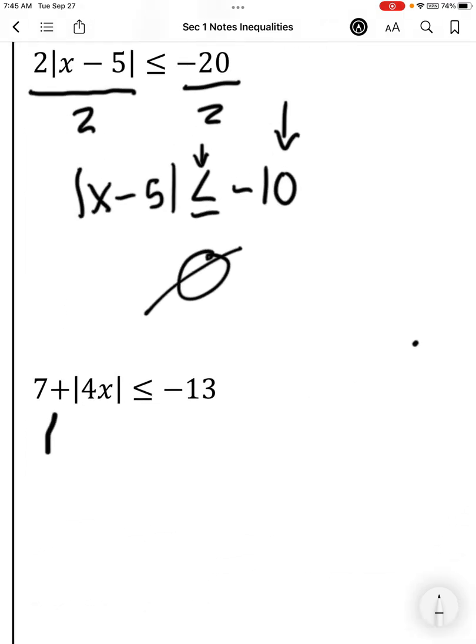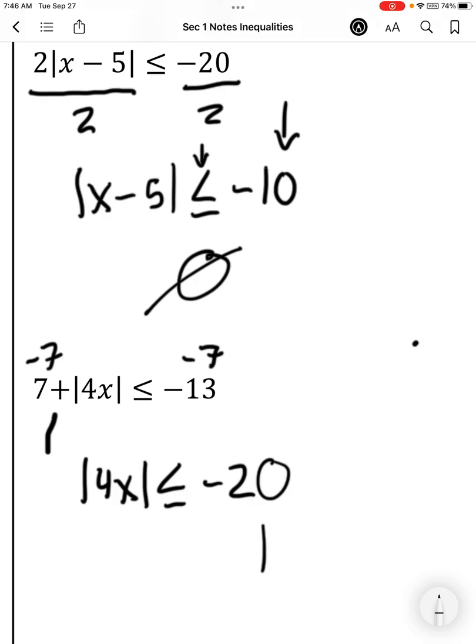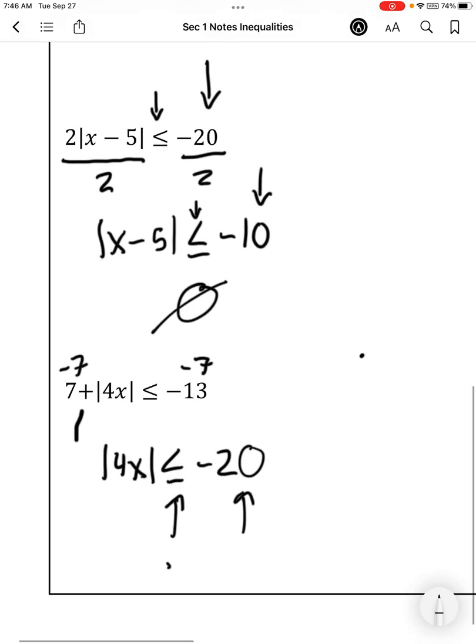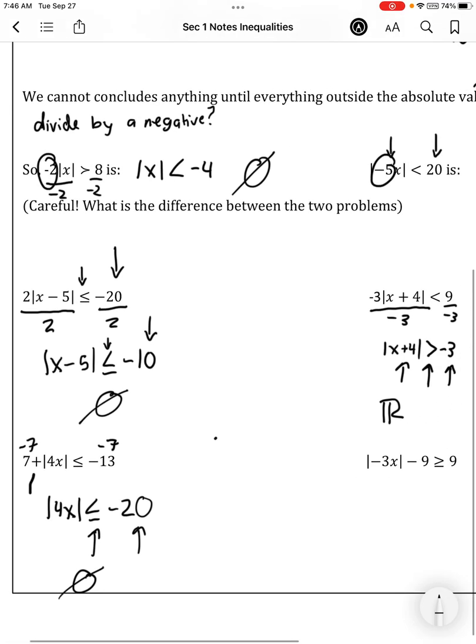Let's go ahead and try our next one. We have 7 plus the absolute value of 4x is less than or equal to -13. We got to get rid of the 7 by subtraction before we can declare anything. So now we have the absolute value of 4x is less than or equal to negative 20. Once again, we have something less than a negative, so we can go ahead and declare no solution.